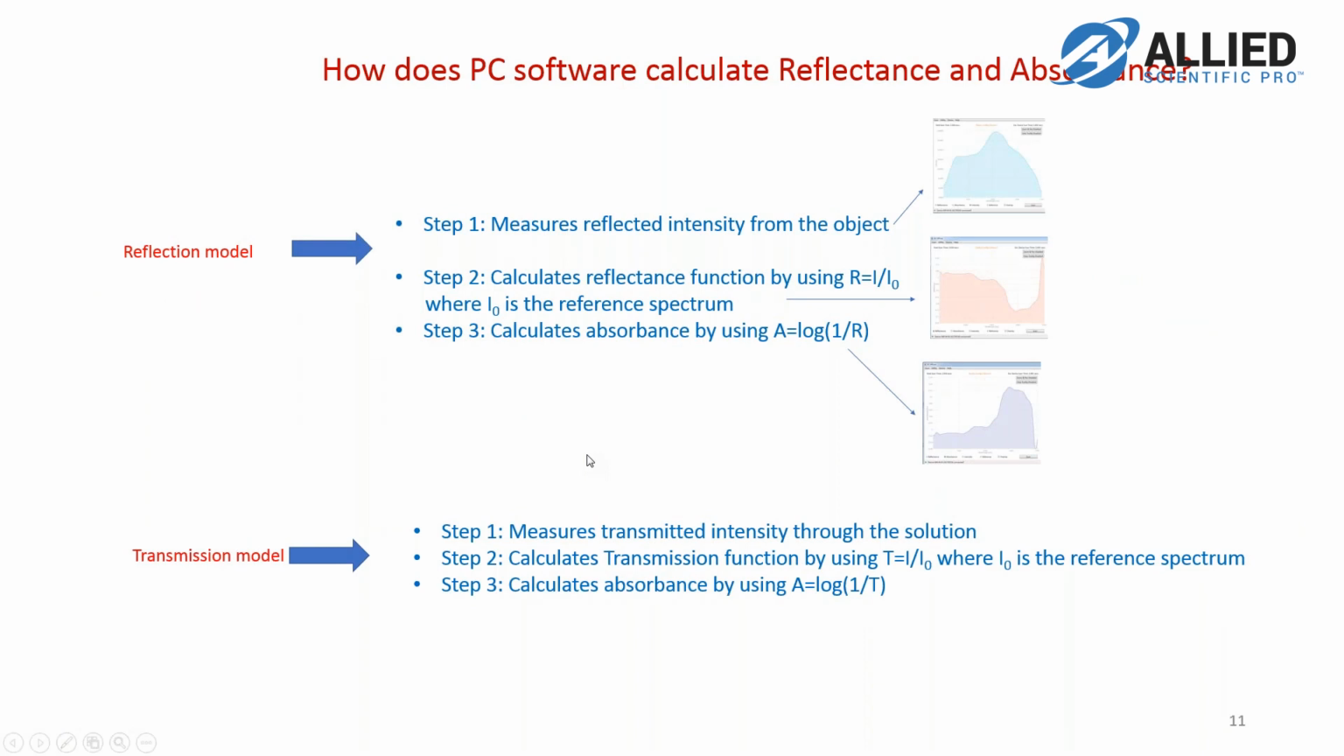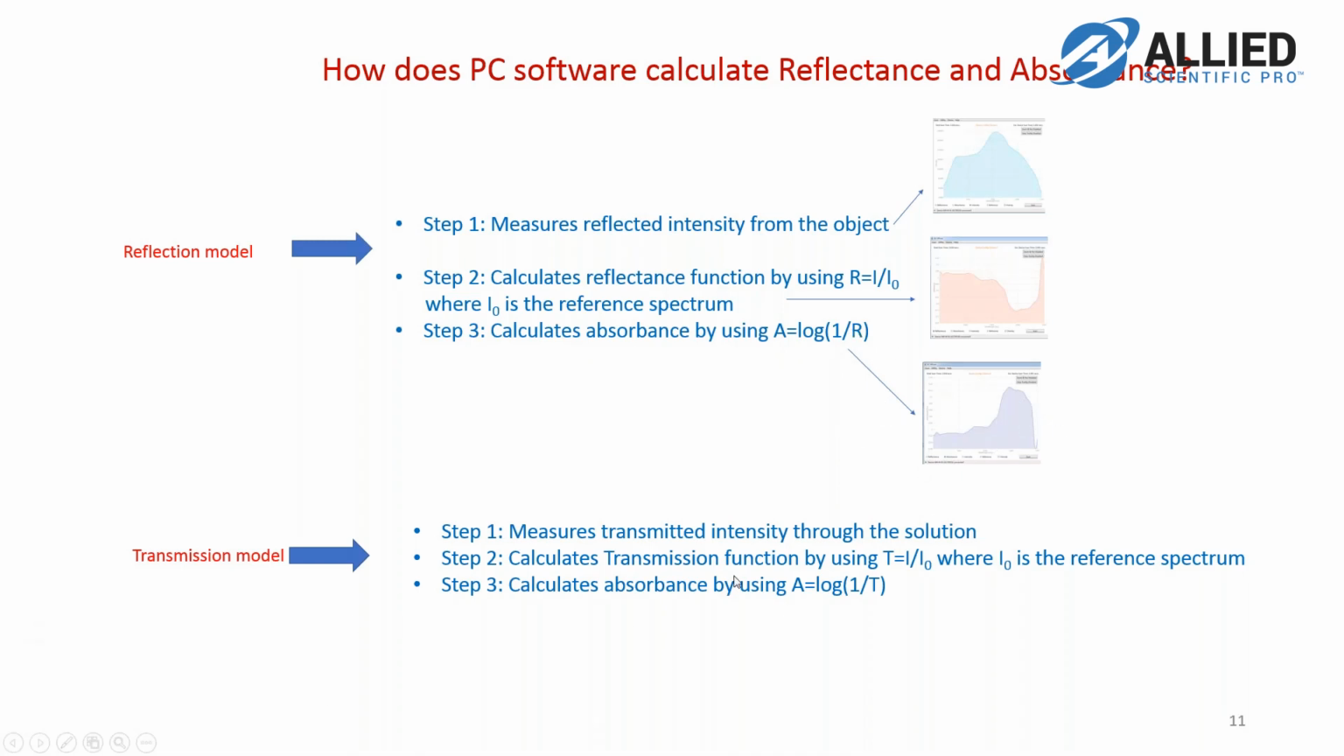So how does the PC software calculate reflectance and absorbance? First, it measures reflected intensity from the object. Then step 2, it calculates the reflectance function by using R equal to I over I0, where I0 is a reference spectrum that has been recorded by the factory. And then it calculates absorbance by using this formula. Absorbance is equal to log of 1 over R. That will give you this plot here.